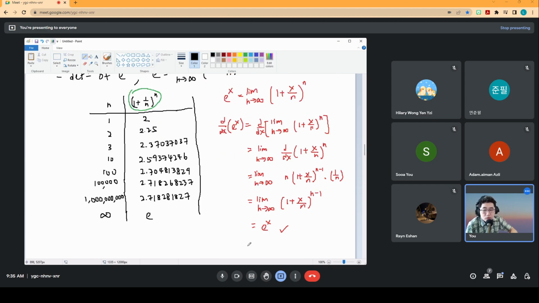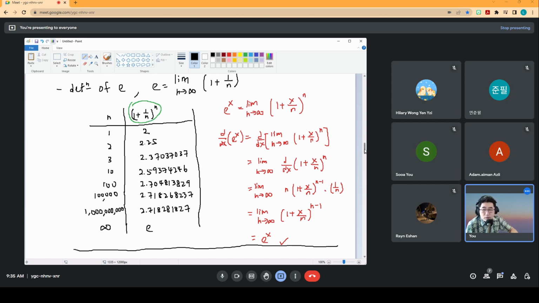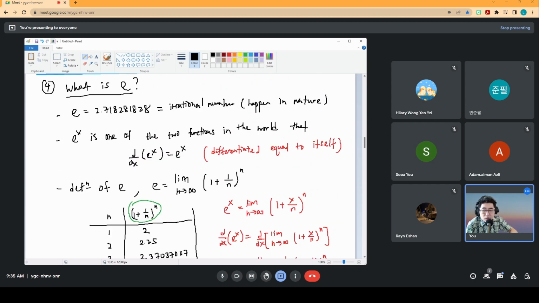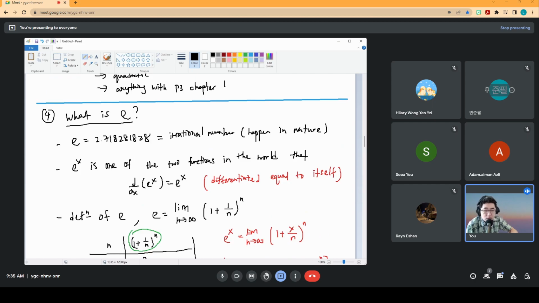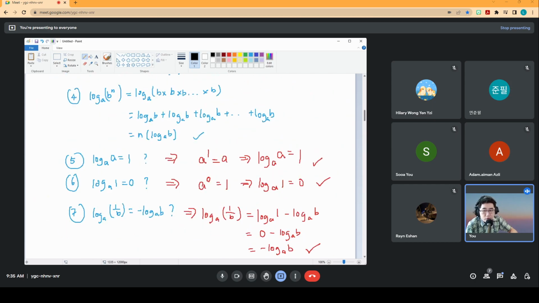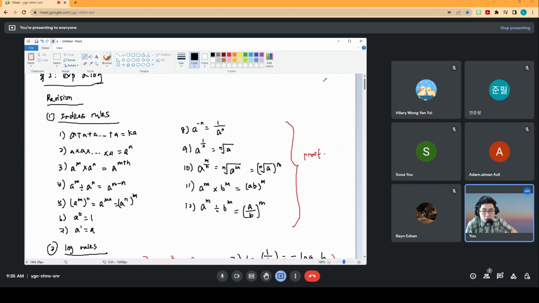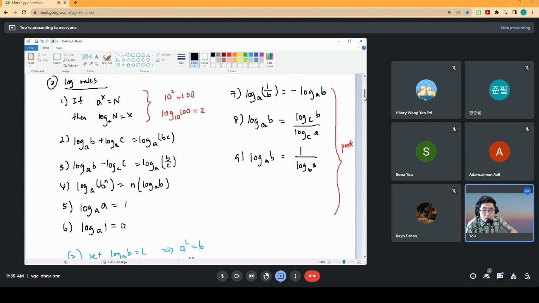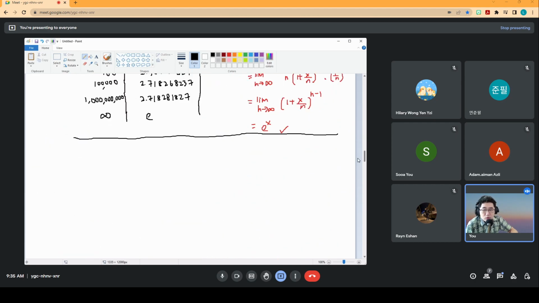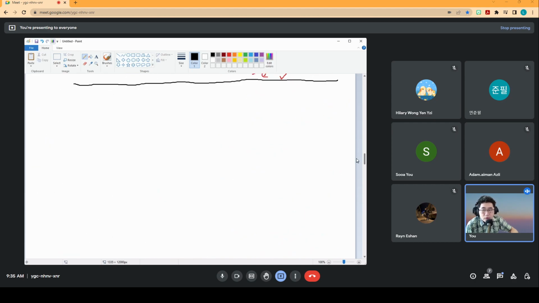So this is why we have e. Then, since e here is a number, it follows whatever the indices rules that we actually use. It follows exactly. Okay, so after that, that's number 4. Number 5, natural log.